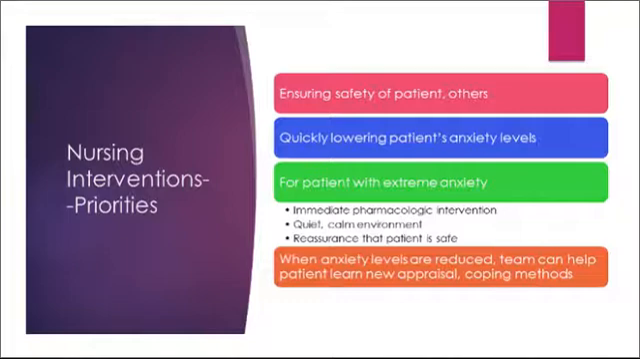Nursing interventions, priorities. These are on page what? Assessment. Look at implementation, 2151. Ensuring safety of patient and others, quickly lowering patients' anxiety. For patients with extreme anxiety, immediate pharmacological interventions, quiet, calm environment, reassurance. When anxiety levels are reduced, the team can help the patient learn new appraisal and coping measures.